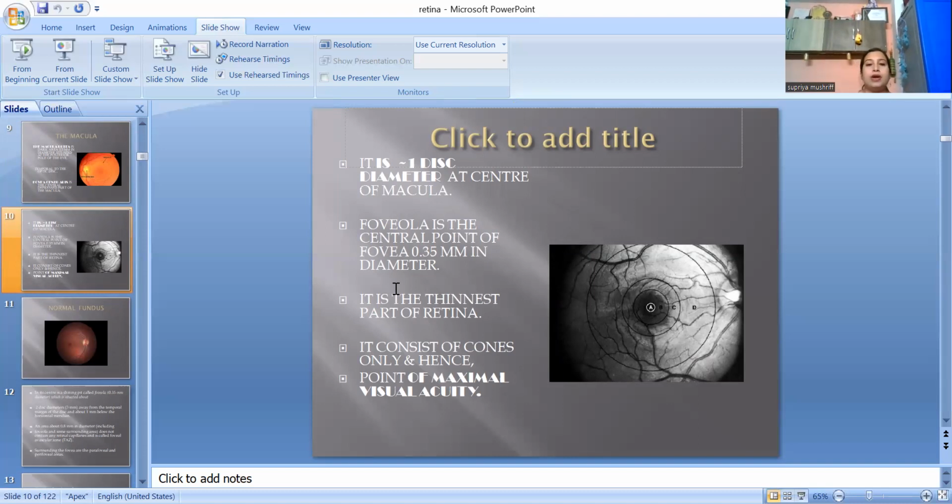It is the thinnest part of the retina. It consists of cones only, and hence it is responsible for maximum visual acuity. So if any lesion happens in the foveola, our visual acuity will be most affected. Whereas if any lesion occurs in another part of the retina, our visual acuity will be minimally affected. Hence, for our visual acuity the important part is macula lutea, of which fovea centralis is again the most important part, and of it foveola is the most important part and is responsible for our visual acuity.